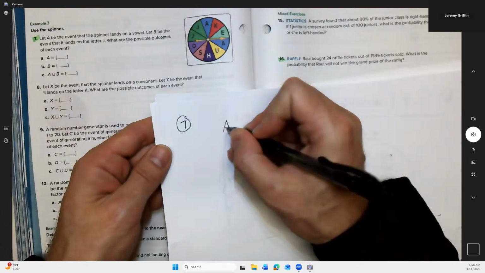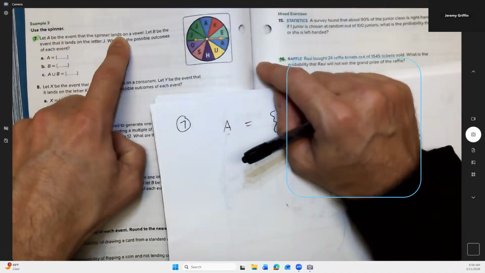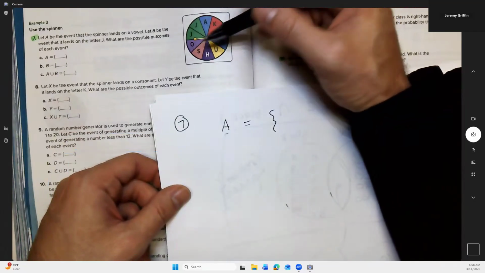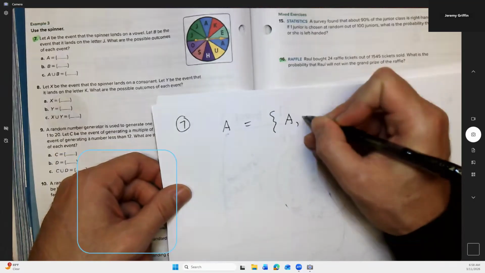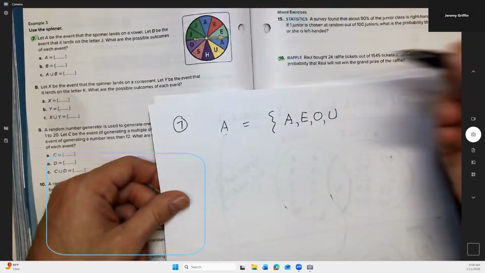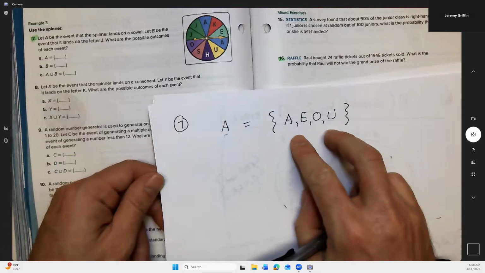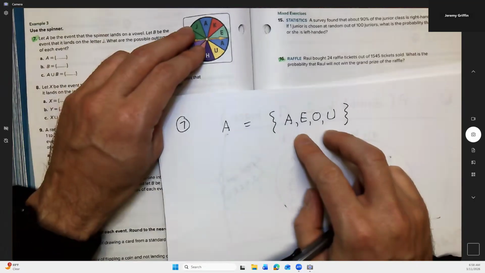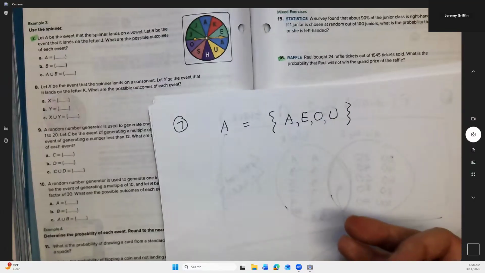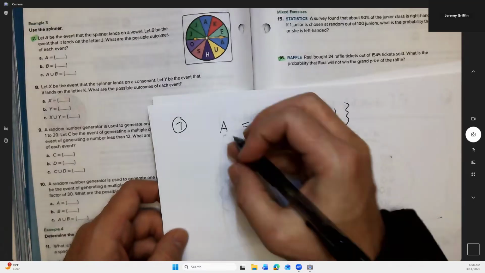Okay, so A equals, and they give us the curly bracket, so I think they want us to list these out. A lands on a vowel. How many vowels are there? There's the A, the E, O, U. I think it's just those 4. Now they have A listed twice, but since it's identical, I think we could just list it once. Now, if it was a probability question, I would say the A takes up more space than some of the other letters because it's double counted, so I double its own probability. But just listing the event, I'll just list it once.